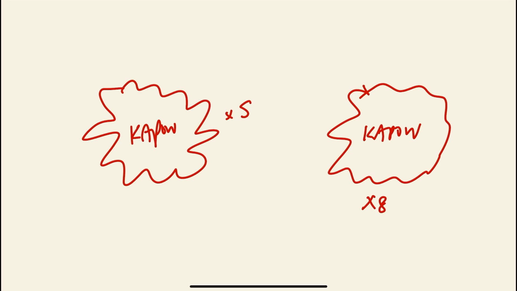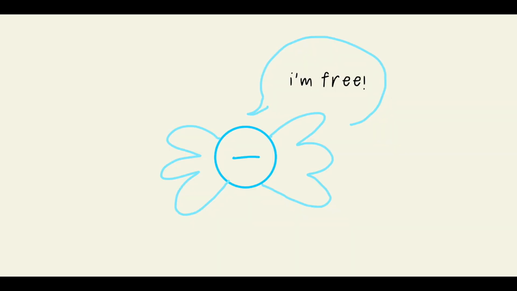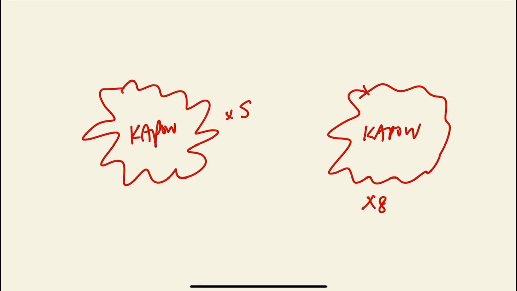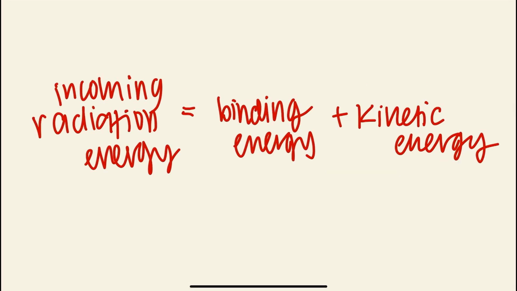Anyway, those 3 extra kapows become the electron's kinetic energy. So leftover energy after the binding energy is the kinetic energy. Since kinetic energy increases with mass and velocity, if I have more extra radiation, I'll have faster electrons. So here's a quick equation to sum it up. Radiation energy used on the sample equals binding energy plus the leftover energy, which is the kinetic energy of the electron.